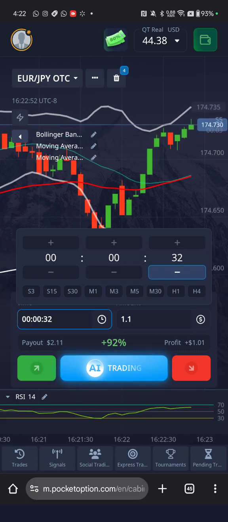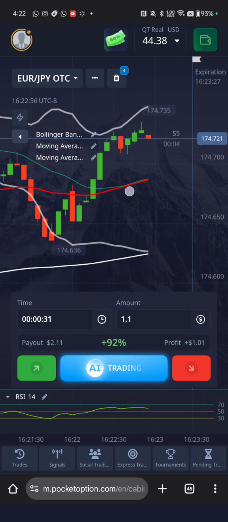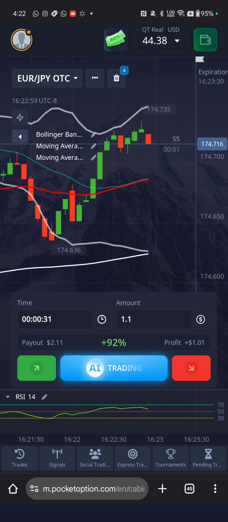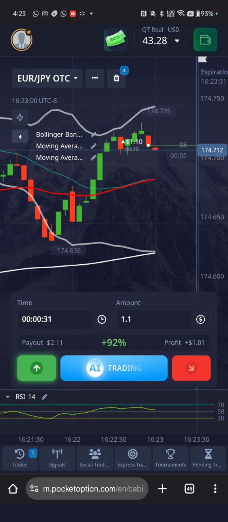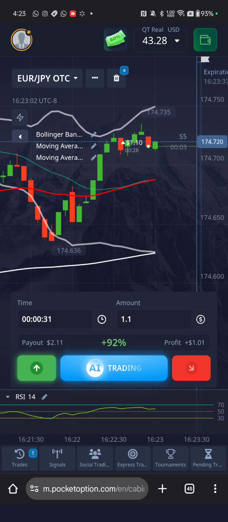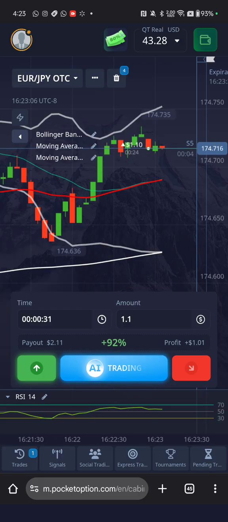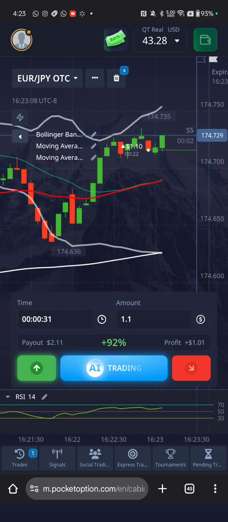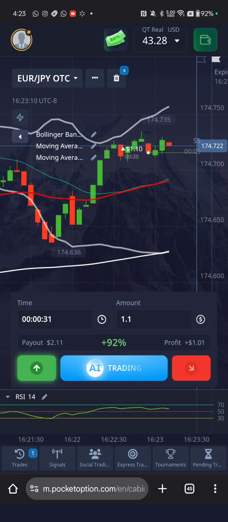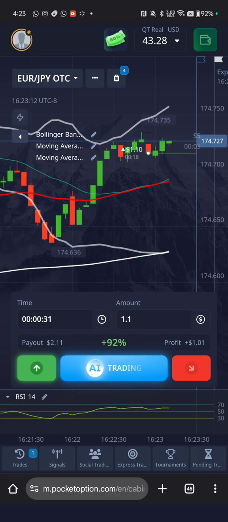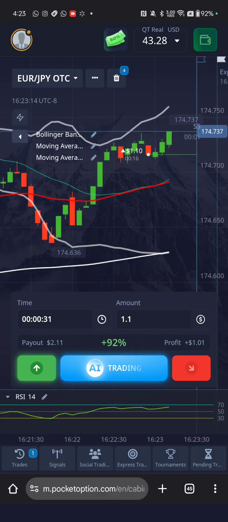I'm thinking about placing one right now, but I won't because, well, actually I will. Okay, one position for 30 seconds. It's only worth $1.10, but anyway, I expect it to make money, so that's why I put it. But this is the 5 second. Each candle represents 5 seconds.